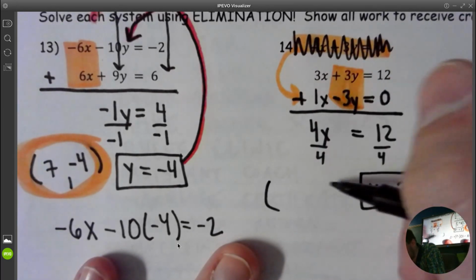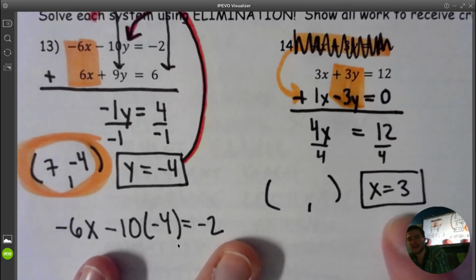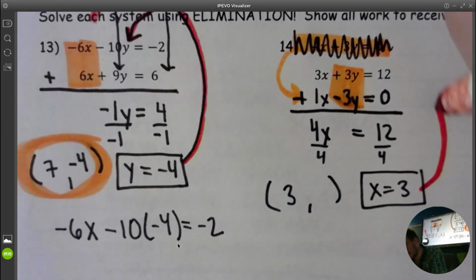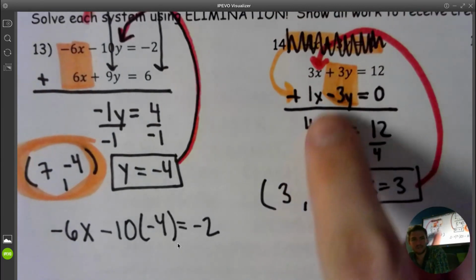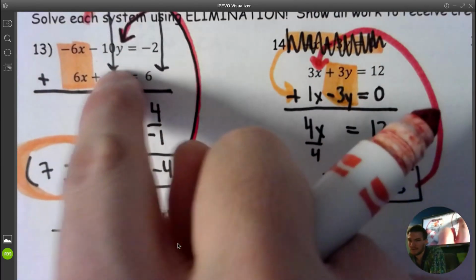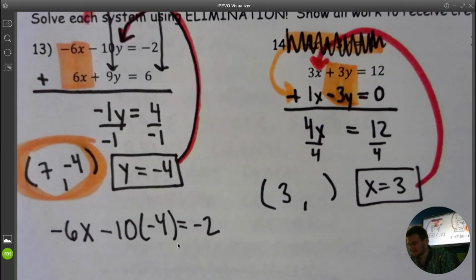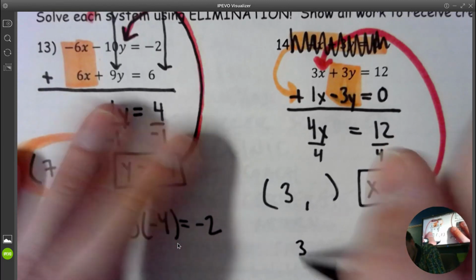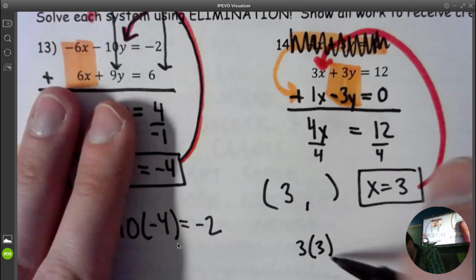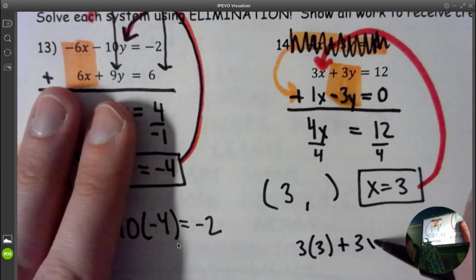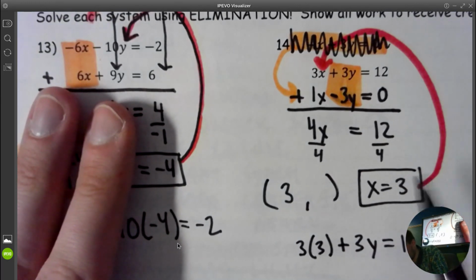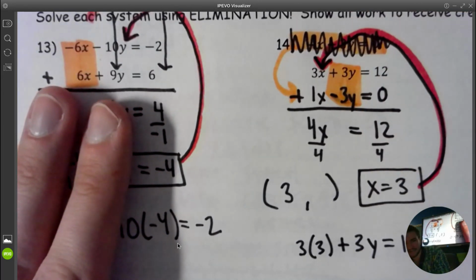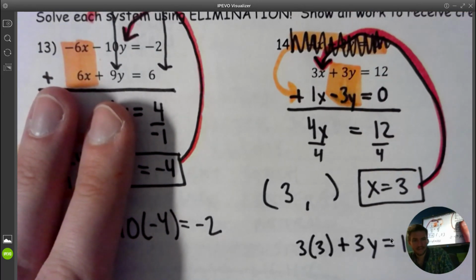Now that's only half of our answer. This time, the x is the first half of our answer. And then we need to take the 3 and make sure it goes into the x part. Not the y part like the last question, but the x part. So this 3 goes in there. We should have 3x. That's where our 3 needs to go. Plus 3y equals 12. Again, the 3 replaces the x.